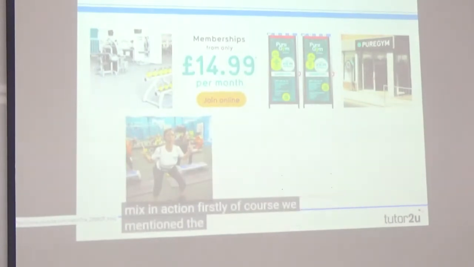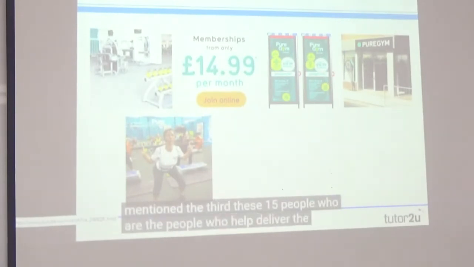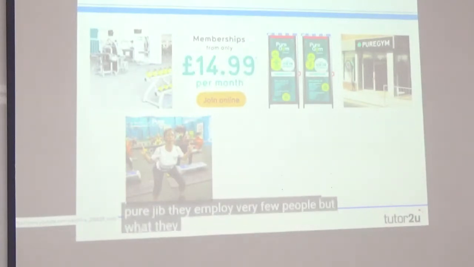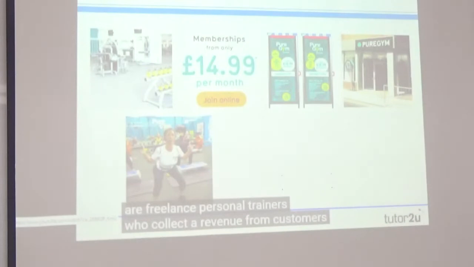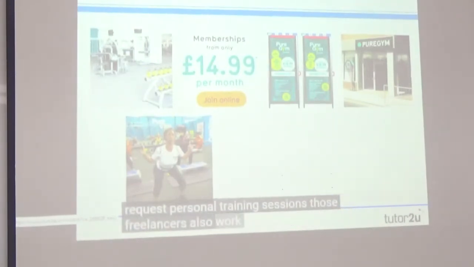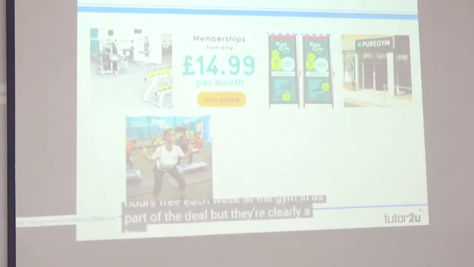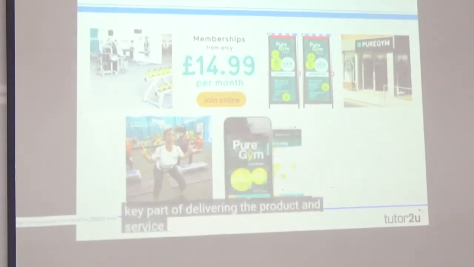Firstly, of course, we mentioned the fifth being people. Who are the people who help deliver the product or service? Now, in the case of Pure Gym, they employ very few people, but what they do have within their business are personal trainers. Nearly all of whom are freelance personal trainers who collect revenue from customers who request personal training sessions. Those freelancers also, I think, work around 5 or 10 hours free each week at the gym as part of the deal. But they're clearly a key part of delivering the product and service.